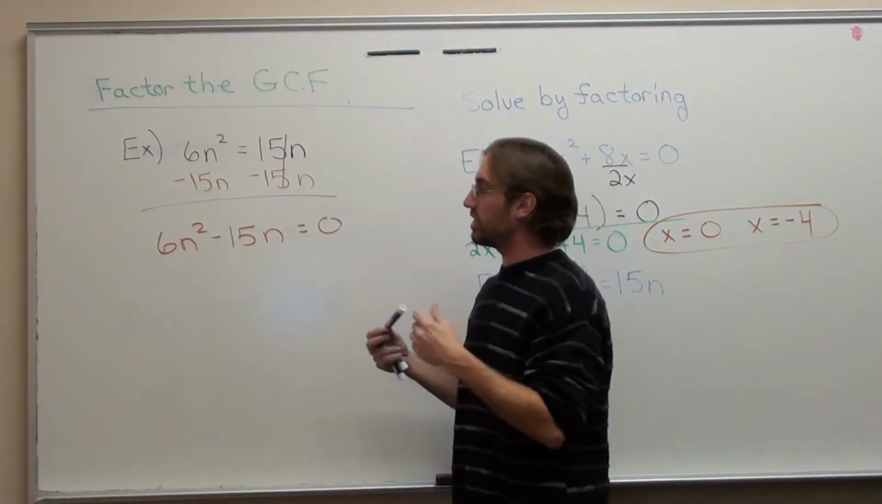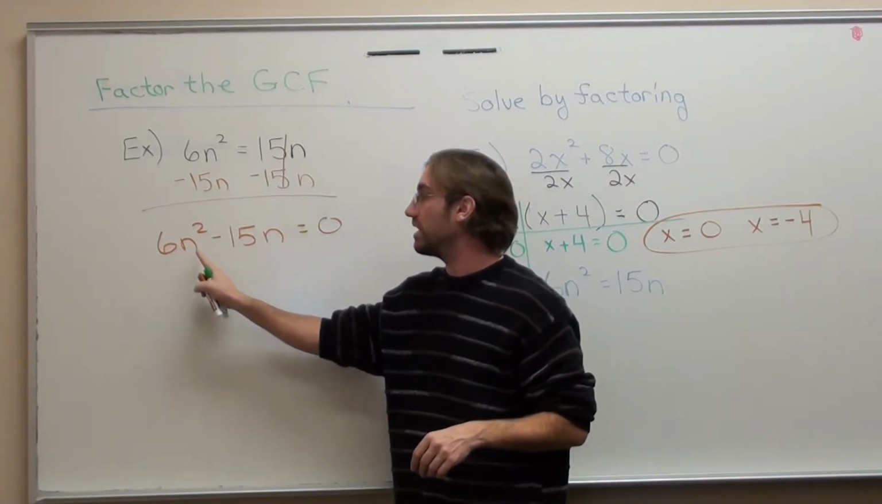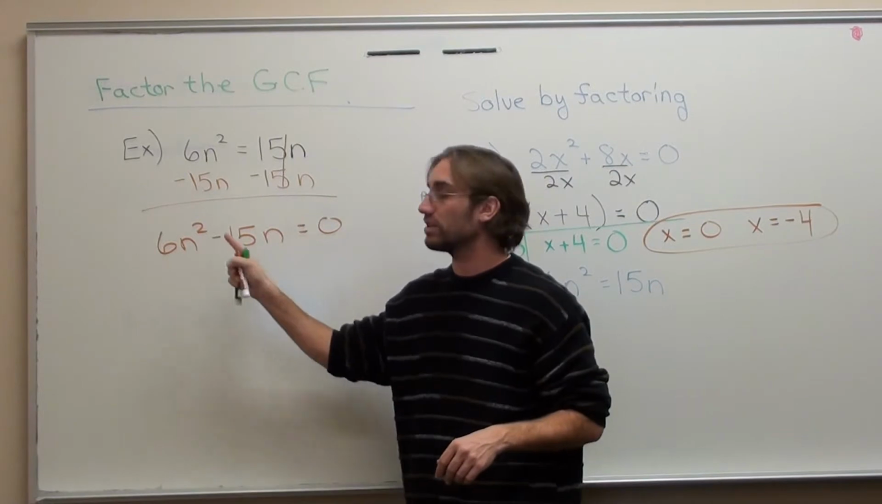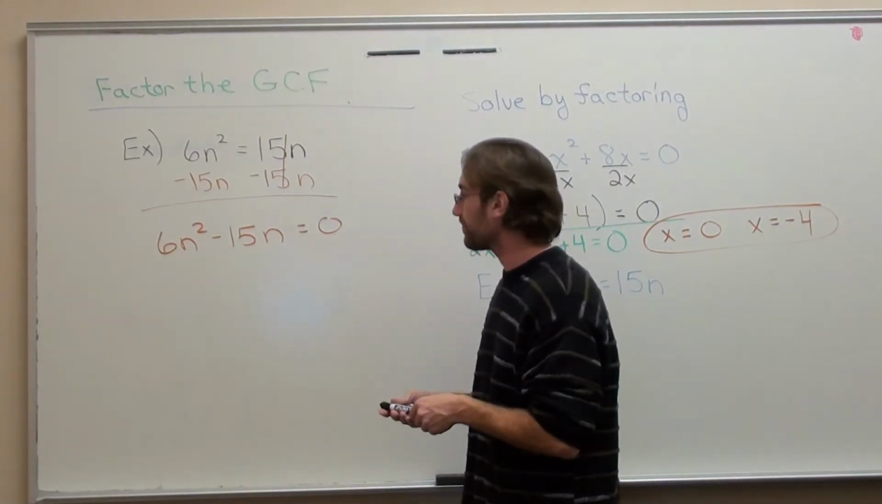So the first thing you do is you get it in standard form. Everything on one side equal to 0. Put it from highest degree to lowest degree. So a square goes before the power of 1. Degree just means exponents. So highest exponent to lowest exponent.